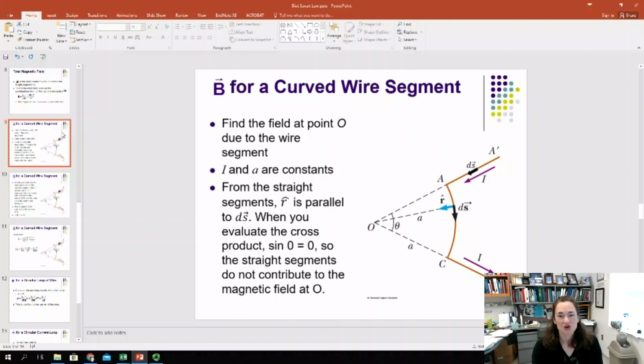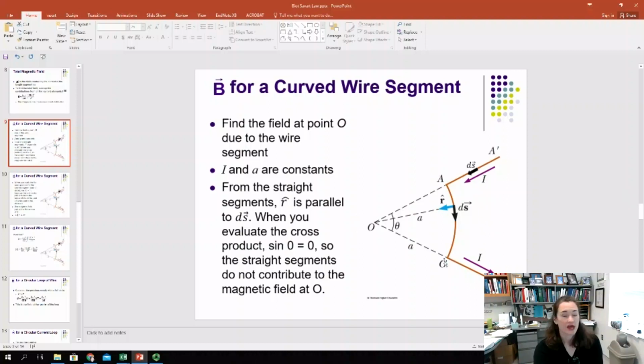Okay? So here, what you've got is r hat cross ds, or ds cross r hat, I'm sorry. So from A prime to A, ds points along the radial direction, inward towards O. And so does r hat. They both point in the same direction, inward towards the point in question, O. Because r hat is parallel to ds, then the angle in between r hat and ds is 0. And the sine of 0 is 0. So your magnetic field contribution from that straight current carrying wire segment from A prime to A will be 0 because the vector cross product magnitude gives you 0.